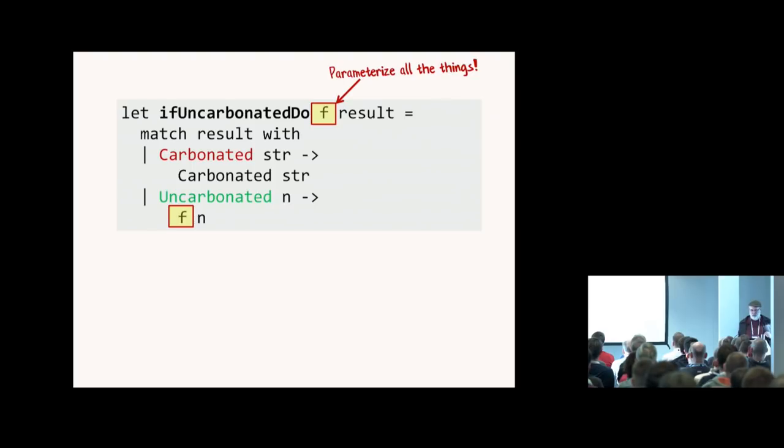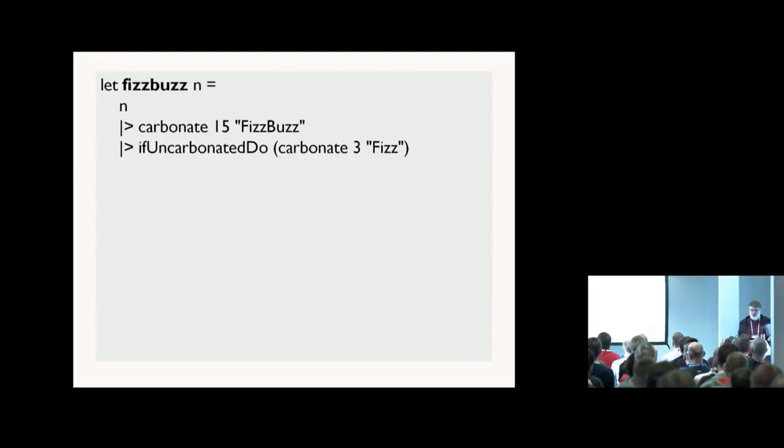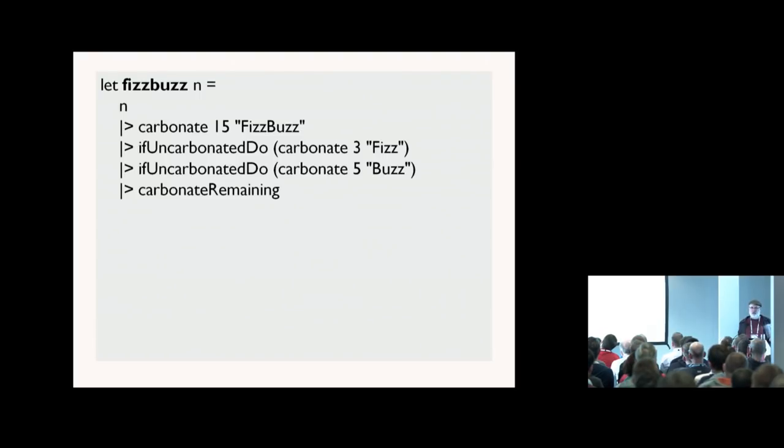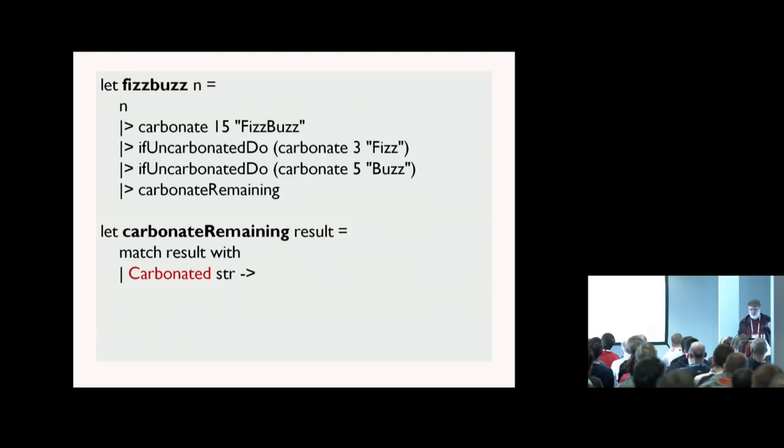So now, if we have this if uncarbonated do helper function, we can rewrite our code. We start by carbonating it. And then if uncarbonated, do the next bit, which is carbonate by 3. If it's still uncarbonated, we do the next bit, which is carbonate by 5. And then finally, we carbonate the remaining. And I've got a little helper function, which is different, because if it's carbonated, we return the string, and if it's not carbonated, we cast the int into a string.